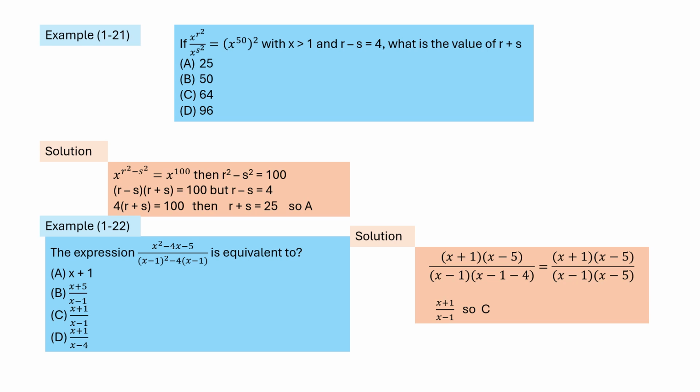Now you have a common GCF in the denominator because x minus 1 is repeated. So the rest inside the second bracket is x minus 1 minus 4. Combine negative 1 minus 4, which is negative 5. Look at the last fraction. There is a common factor, which is x minus 5. Cross it out, so the rest will be (x plus 1) over (x minus 1), which is choice C.